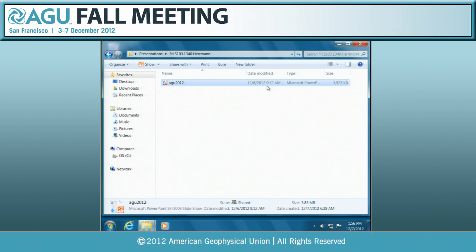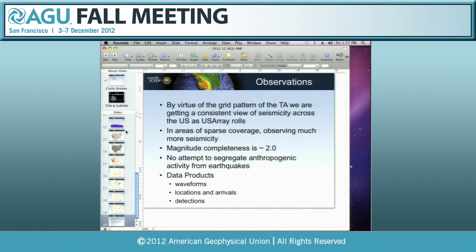Okay, thank you very much. We will need to move on. Our second talk is also an invited talk that Frank Vernon will present on the behalf of his many co-authors, Mid-continental Seismicity in the U.S. as recorded by the USArray.